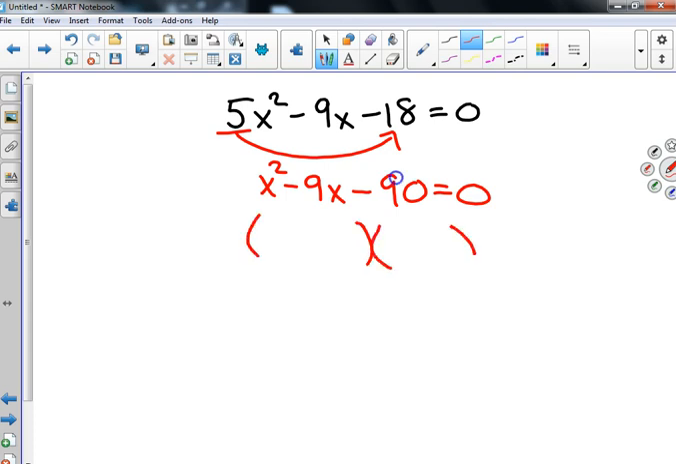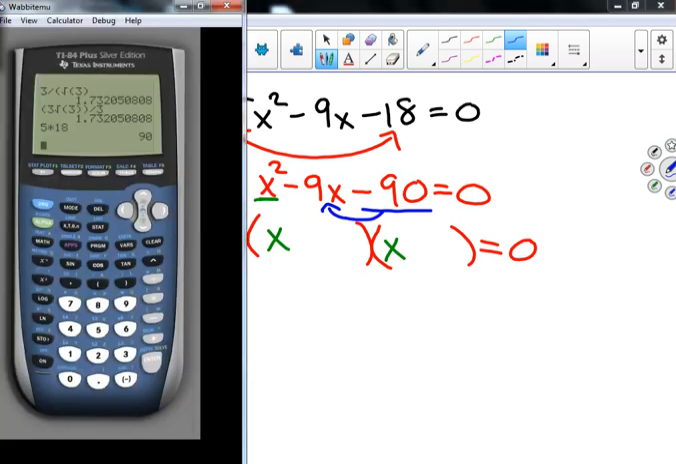Remember, when I say factor, I just want two terms that would multiply together will get me back to my original quadratic. I know my first terms are going to be x and x for now. And then I have to see what I can multiply to get negative 90, but add together to get negative 9.